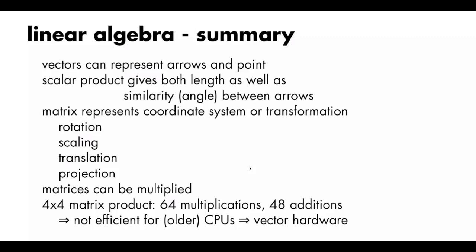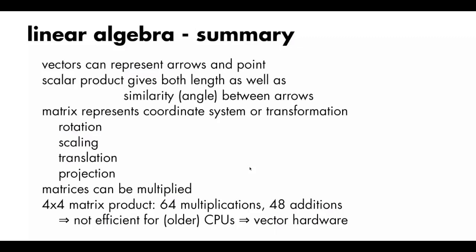The scalar product is quite useful because it has something to say about length and, well, you might say similarity in general, like the angle between two arrows. It's also used as a similarity measure in AI, for instance, where words or concepts or whatever might be represented as vectors.